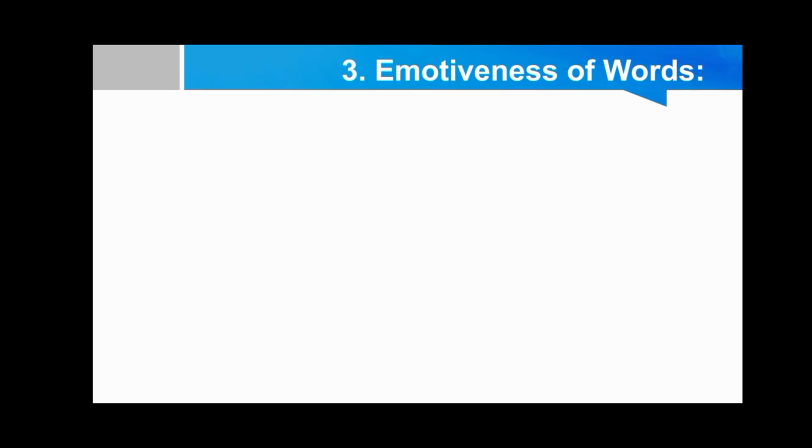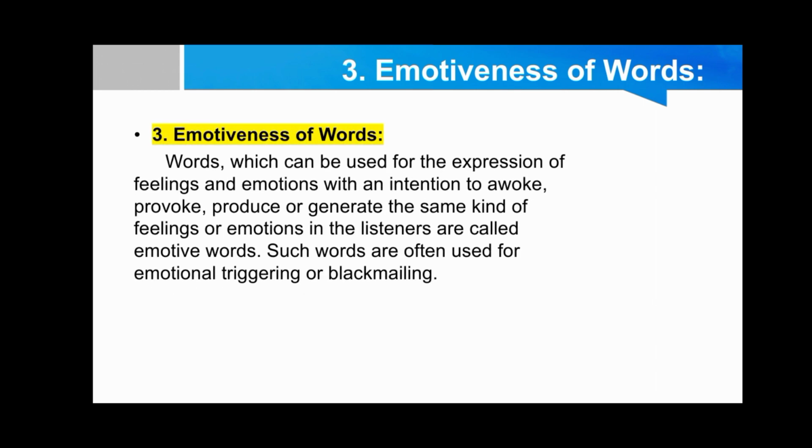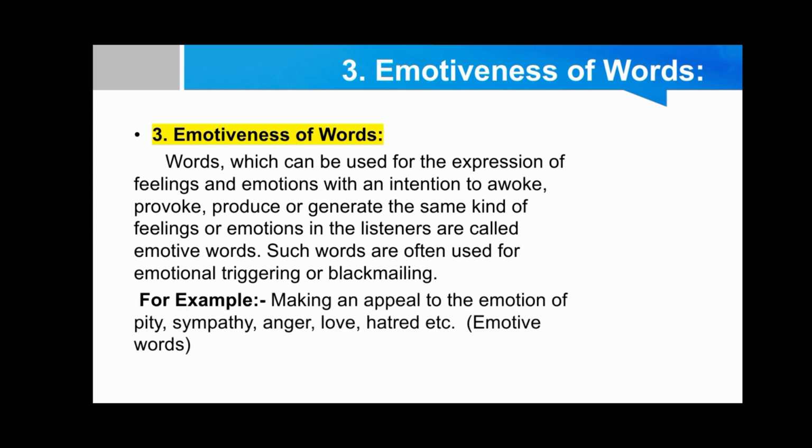The third problem of language is emotiveness of words. Words which can be used for the expression of feeling and emotion with an intention to evoke, provoke, produce, or generate the same kind of feeling or emotion in the listener are called emotive words. Such words are often used for emotional triggering or blackmailing. For example, making an appeal to the emotion of pity, sympathy, anger, love, hatred, etc. These are all emotive words.